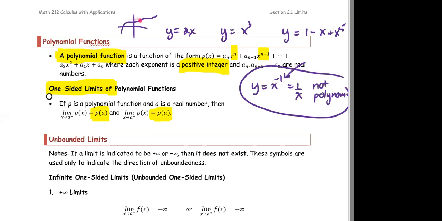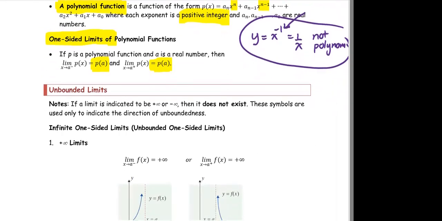You can find the limit coming from the left, from the right, and those one-sided limits will come to the same function value. So that's why when you find the limit of a polynomial function, you can treat it like you find the value of the function itself. No trick, no additional technique. You just plug it in and you get the number out. Okay, so that's a polynomial function.